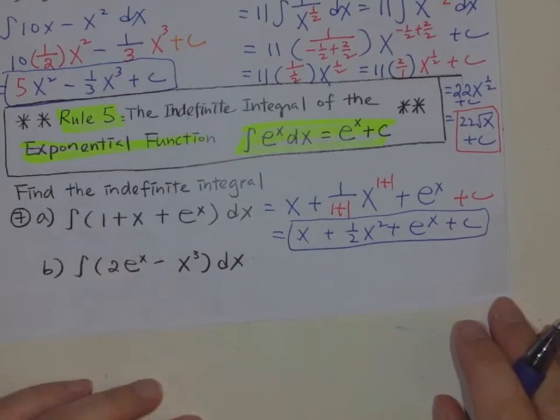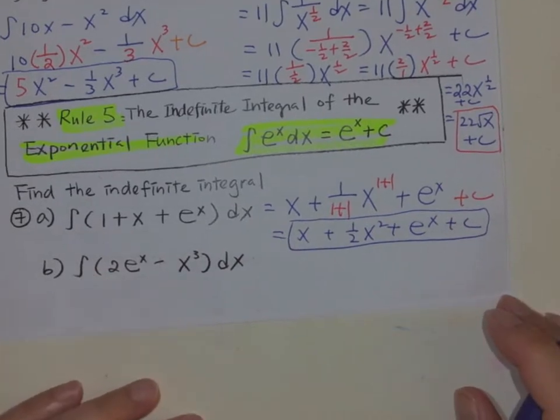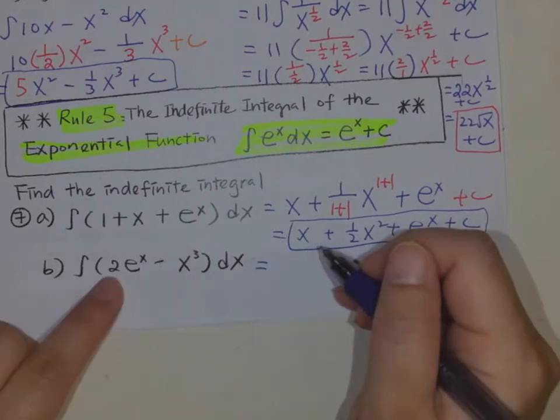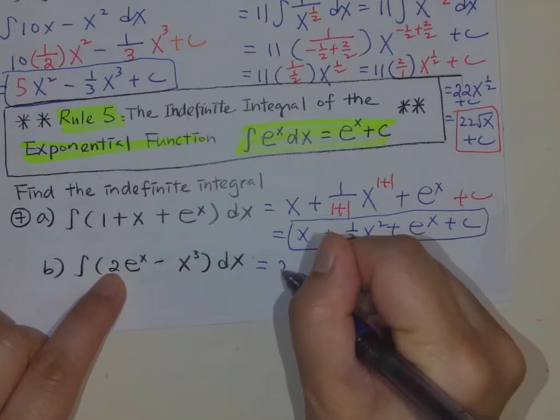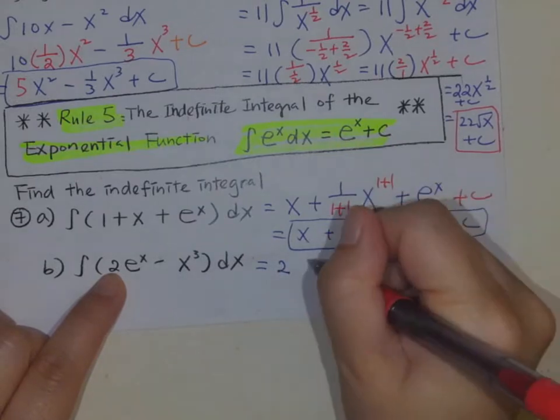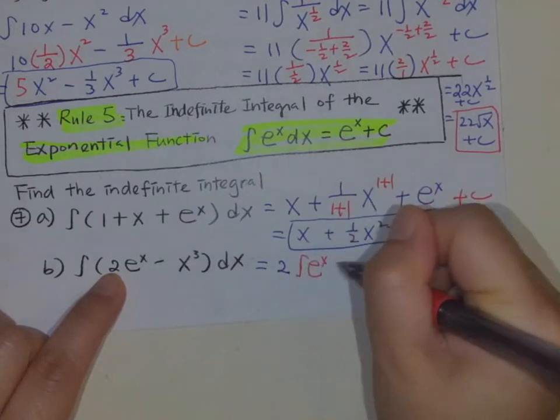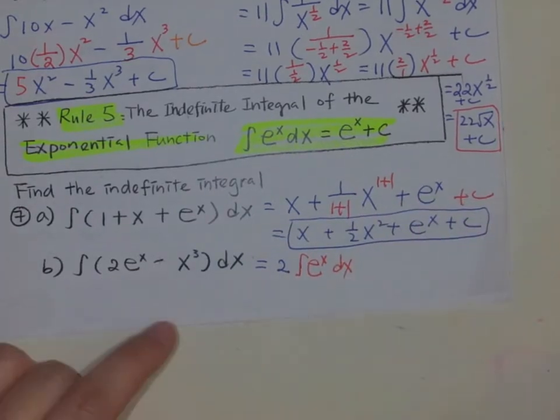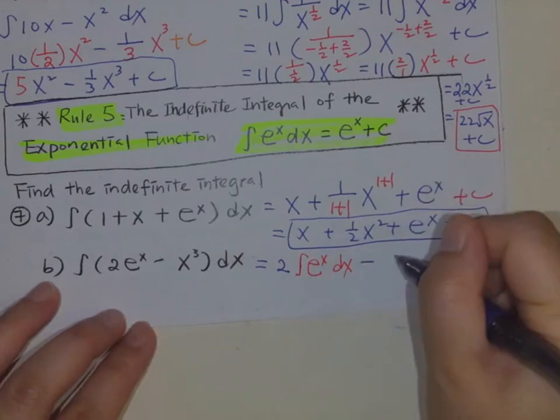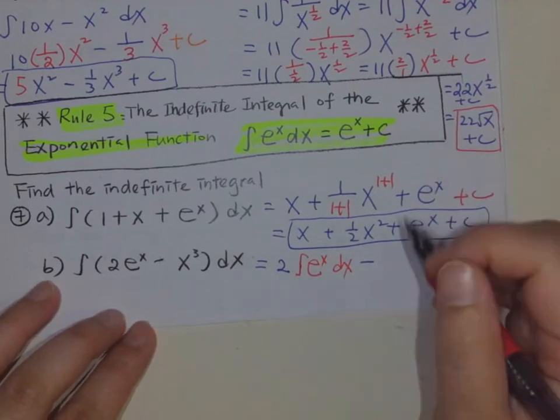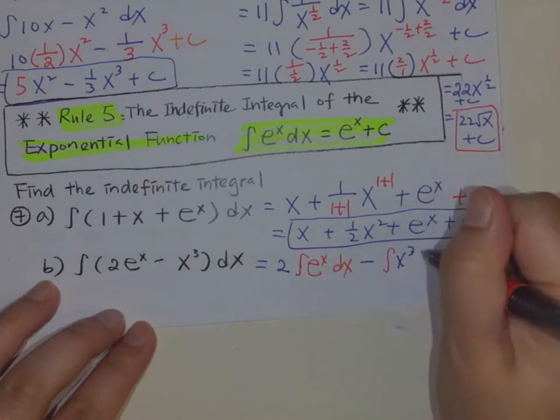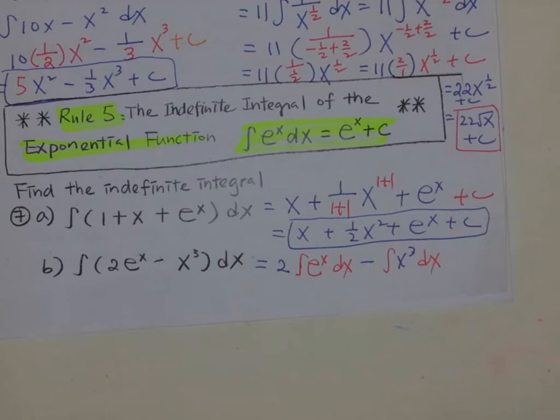Alright. Okay, the next one. Again, 2 terms here, so we do 1 term at a time. So I can see the first one has a 2 as my coefficient. I can put 2 out, and I need to take the integral of e to the x dx, minus taking the integral of x cubed. Don't forget, the integral comes with the dx, or whatever variable you have. Alright, let's see what we got.